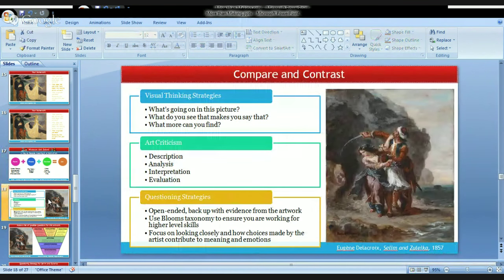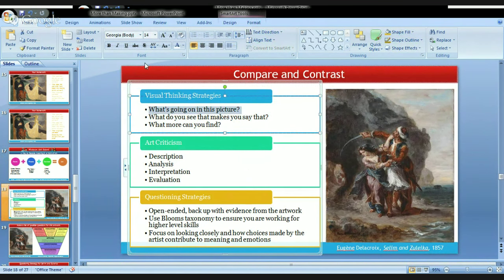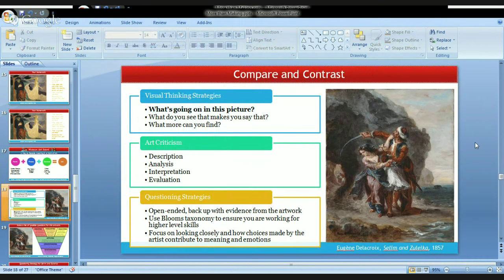So let's talk about some other ways to look at art, some more tips. My number one way that I usually start with when looking at art, and I think a lot of you naturally started there too, whether you know about visual thinking strategies or not, is you ask, what's going on in this picture? That is usually the first question I ask, because they can say anything with that question. They can talk about the story, they can talk about the colors, they can talk about just about anything. And so it's just a really nice open-ended question.